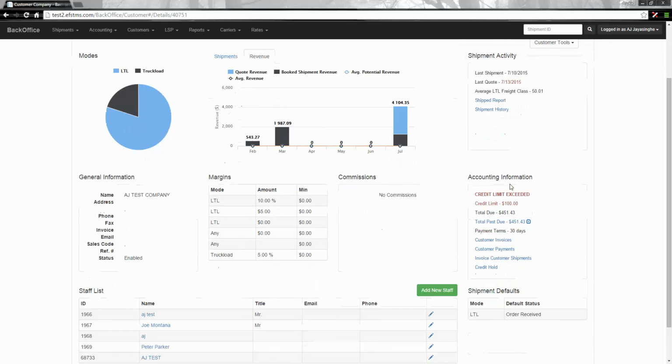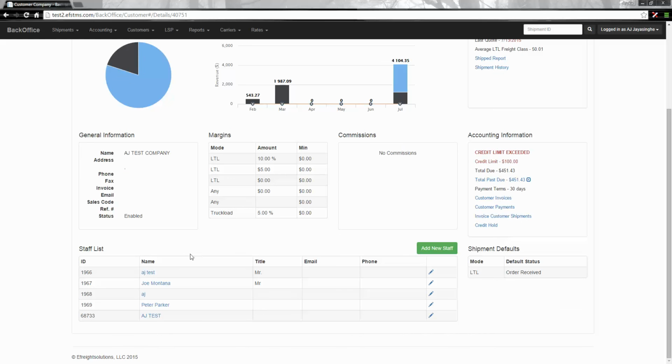Scrolling down a little bit further, you have accounting information. You can see when the customer has exceeded their credit limit, the total they have due, and the total they have past due. So it gives you links to customer invoices, customer payments, and different accounting information.